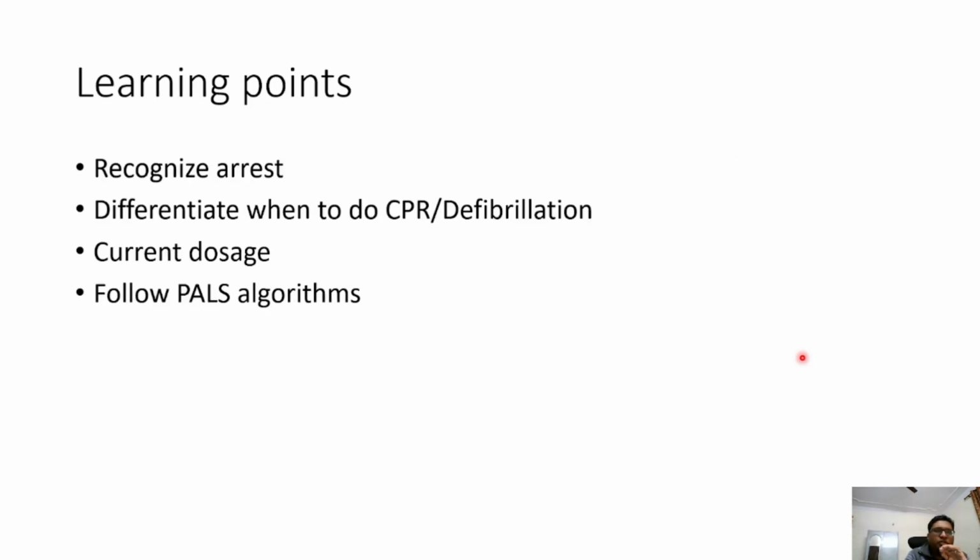So the learning points here basically are: you should first of all recognize arrest early, and differentiate when to do CPR and when to do CPR plus defibrillation. Defibrillation alone is almost never done, so CPR is always continued. Current dosage should be clear. For synchronized cardioversion it is 0.5 to 1 joule per kg. For defibrillation it's 2 joules per kg, then 4 joules per kg, then you keep increasing it, and stay up to date with the latest PALS algorithms and follow them.